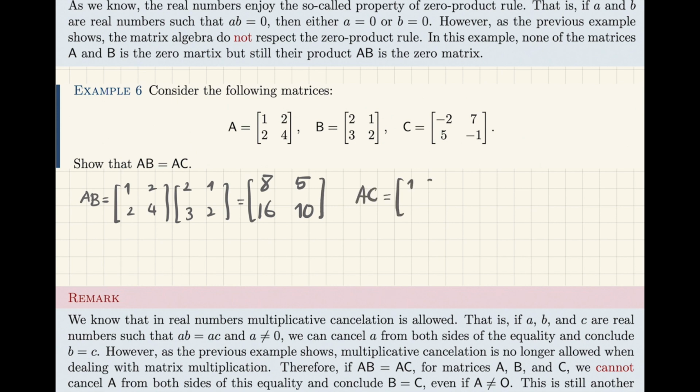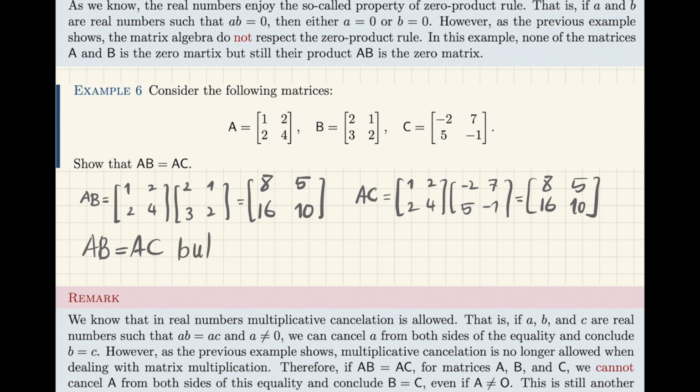And then let me multiply A by C. A by C is 1, 2, 2, 4 multiplied by minus 2, 7, 5, and minus 1. So what happens now? It becomes minus 2 plus 10 is 8. And then 7 minus 2 is 5. Minus 4 plus 20 is 16. 14 minus 4 is 10. So you see that AB is equal to AC, but B is not equal to C.